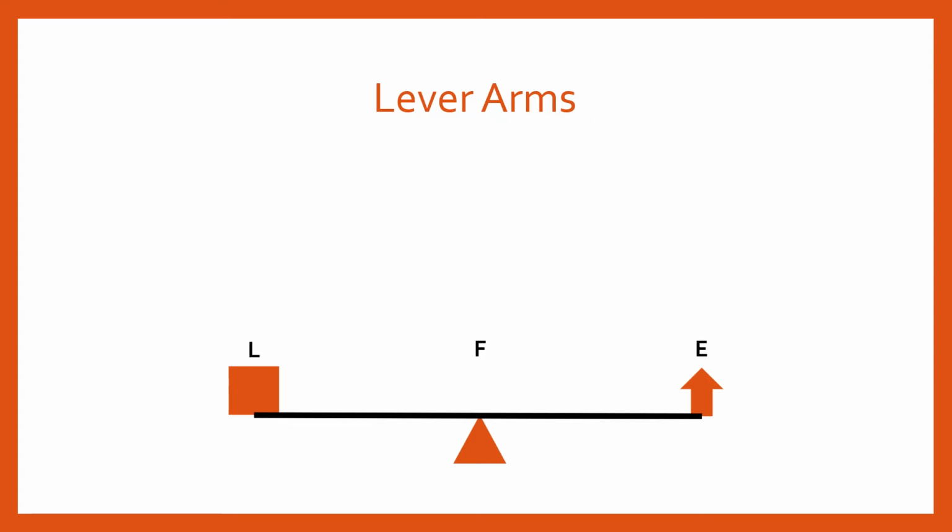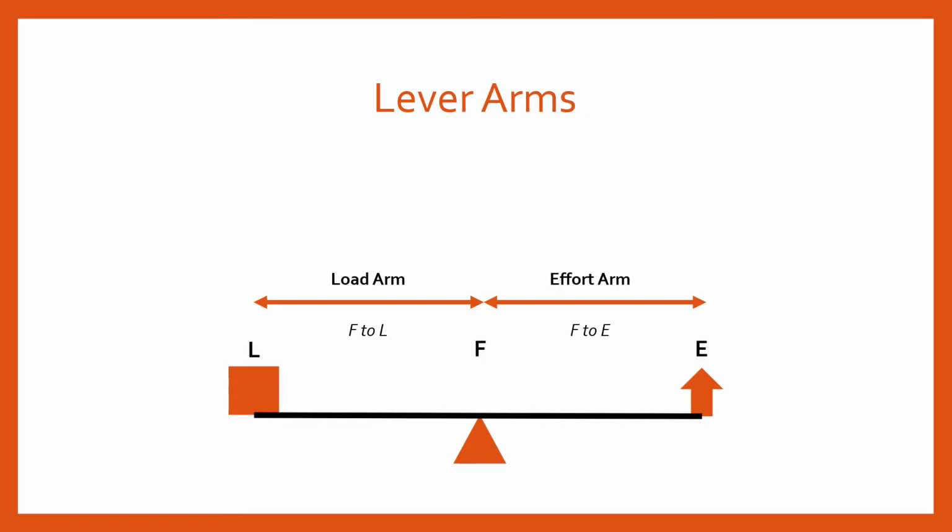The part of the lever system between the fulcrum and the load is called the load arm. That's between the fulcrum and the load, so F to L on the diagram. The part of the lever between the fulcrum and the effort is called the effort arm. So that is from the F to the E on the diagram. So we have the load arm between the fulcrum and the load, and the effort arm between the fulcrum and the effort. That's it. Okay, that's the easy bit.